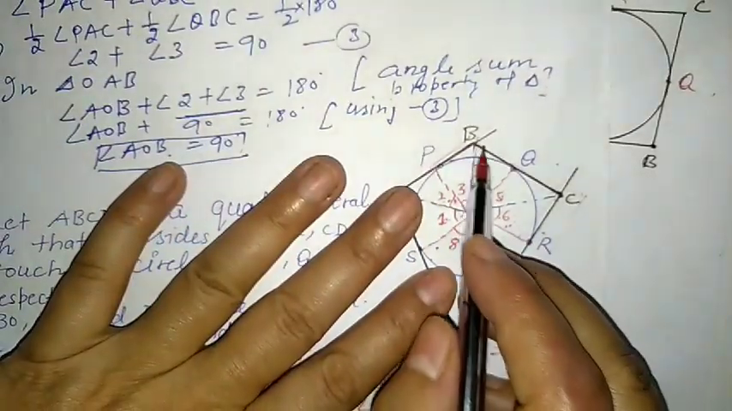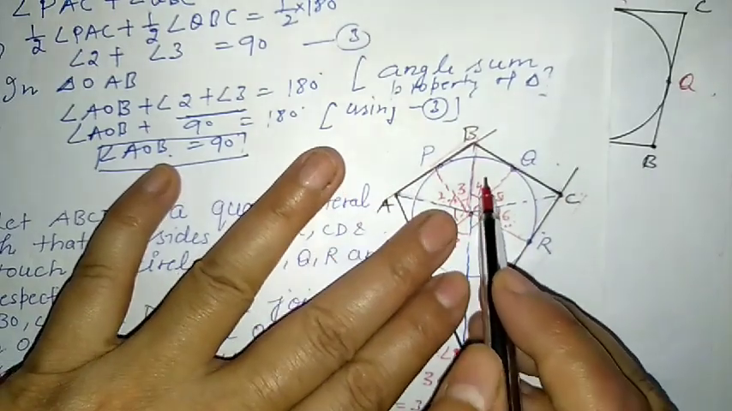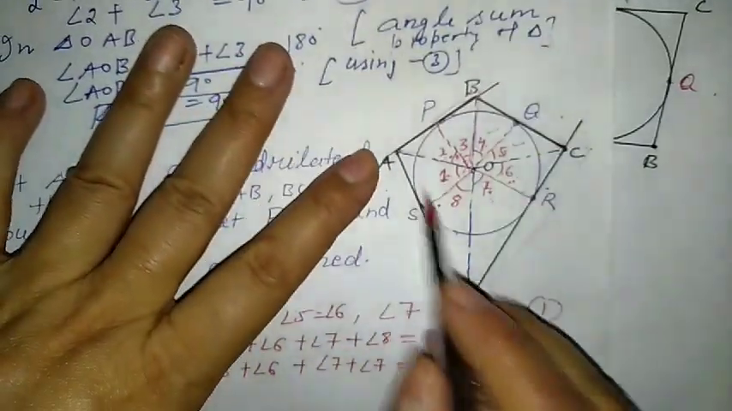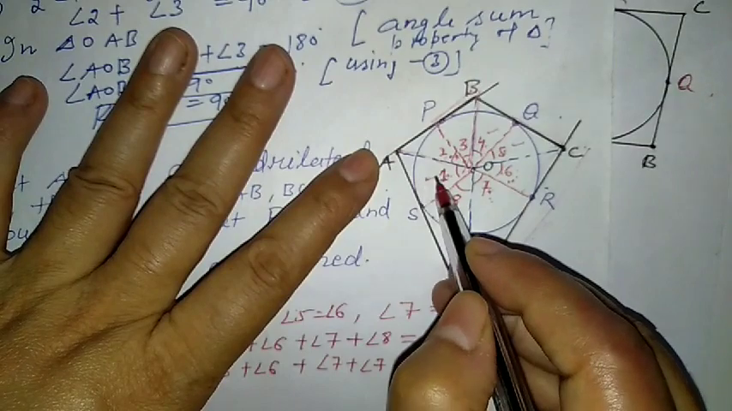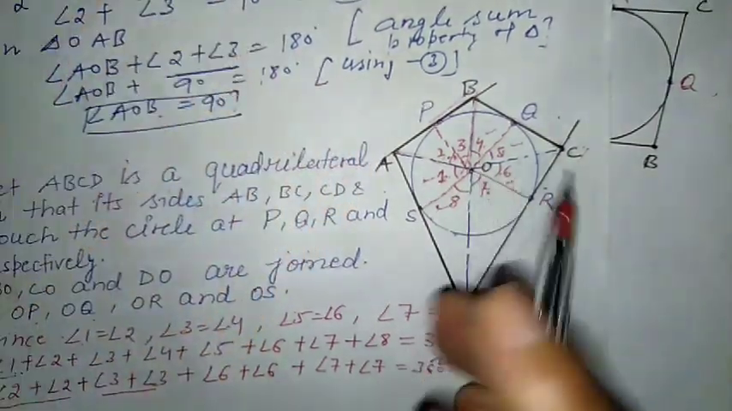Similarly, अगर हम देखते हैं तो BC कौन से एंगल बनाती है? 4 and 5. और AD कौन से एंगल बनाती है? एंगल 1 and एंगल 8. तो हमें वही रिक्वायरमेंट है.